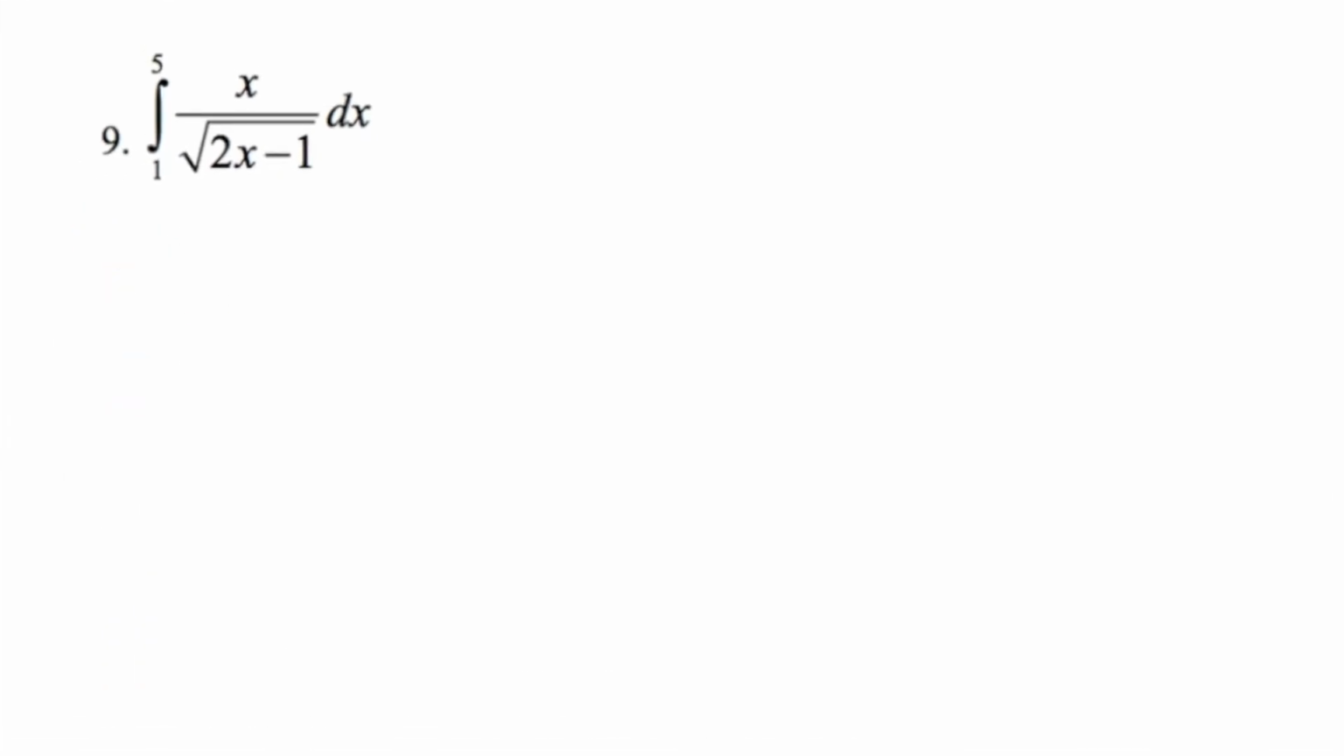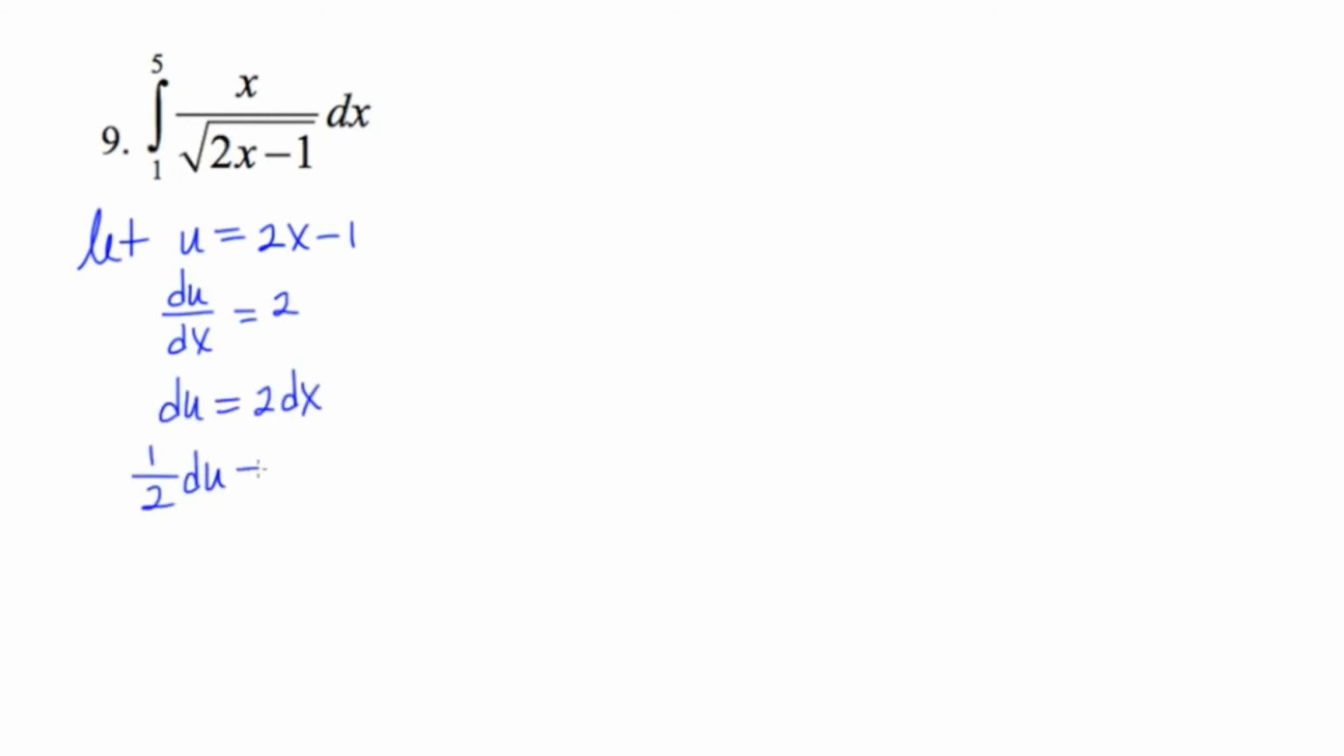Here we have another example of integration by substitution involving a definite integral. I'm going to start by allowing u to be 2x minus 1. I'll differentiate both sides with respect to x. I'll cross multiply, and I'll divide both sides by 2. For organizational purposes, I'll take all these results and place them in a box.